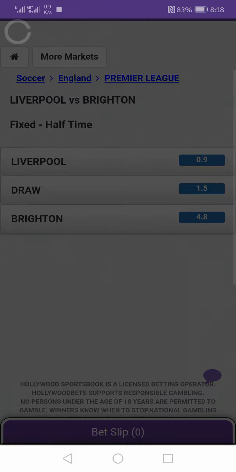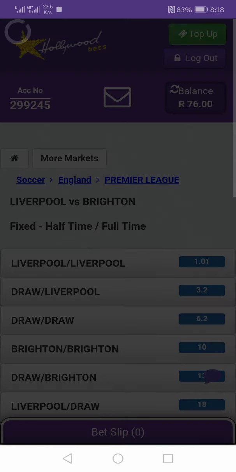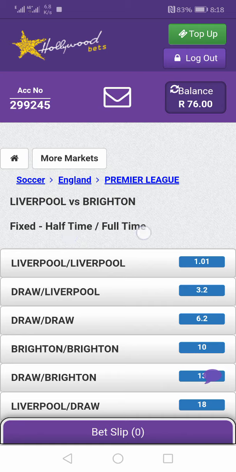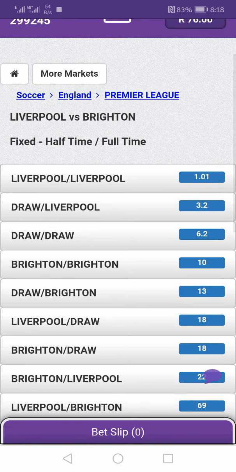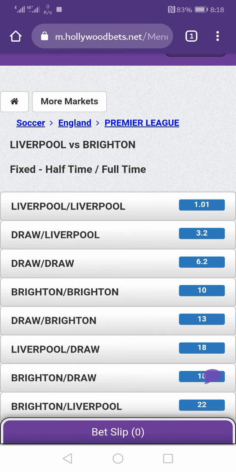The reason why I'm explaining these two markets is because of half-time, full-time. You see, it's a mixture of these two. So now, let me explain again. If you bet for this market, for instance, the first one, let's choose Liverpool. You can see on top it's half-time and then a slash and then full-time. So this is what happens.